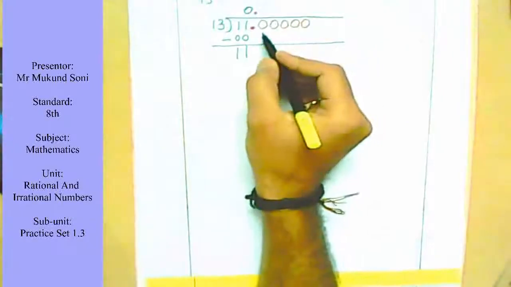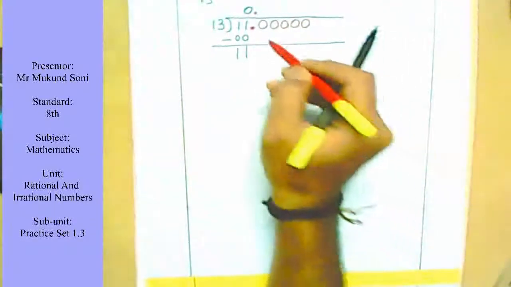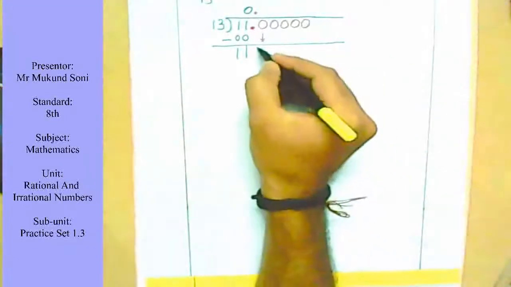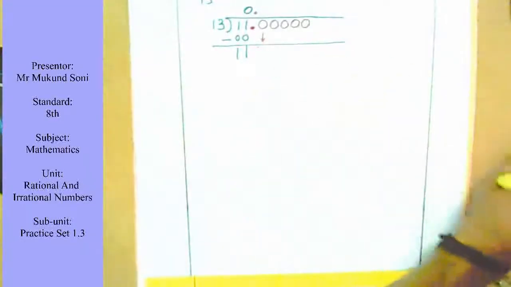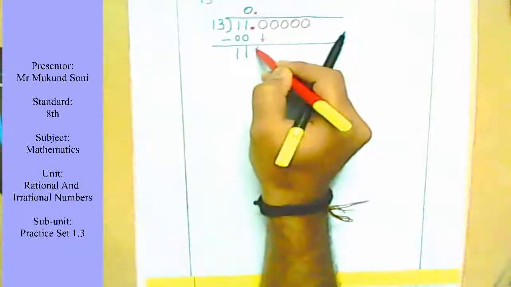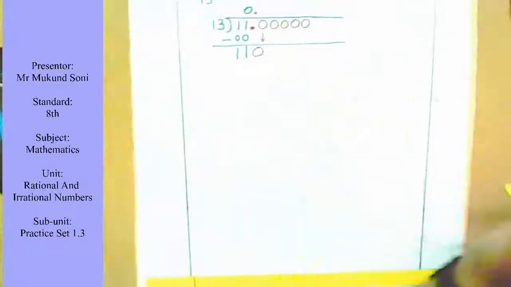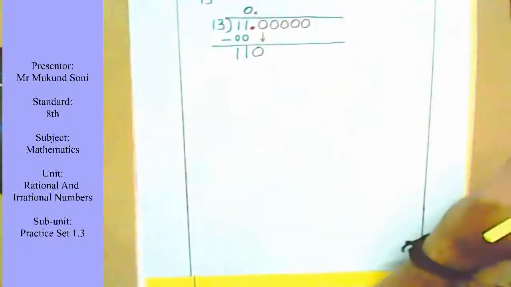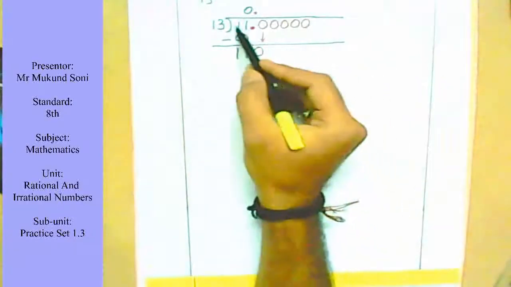Then take the first zero down. That is this one. You don't need to draw the arrow, but you need to keep in mind how many zeros and which zeros you are bringing down, you are pulling down. Okay.